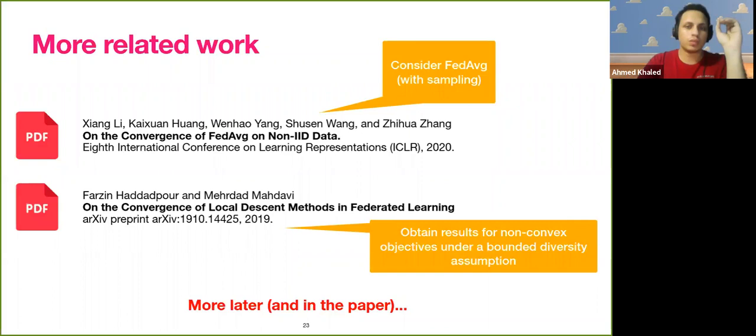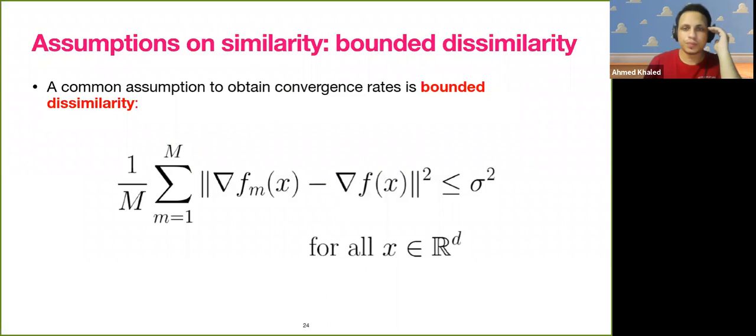So now we get to the bounded dissimilarity assumption, and this states that the gradient on each node is not too far from the total gradient for all points in the input space. This is maybe a lot to digest, but it is just intuitively saying that you can always bound the difference between the different functions across these nodes. And for one thing, you have to bound this on all of the input space. So these functions have to be universally similar. They can't be similar only locally. You need this on all of the space.